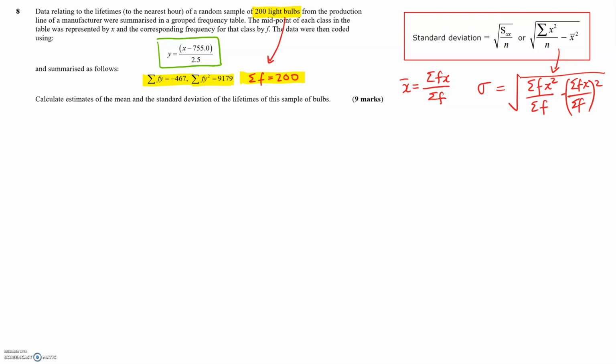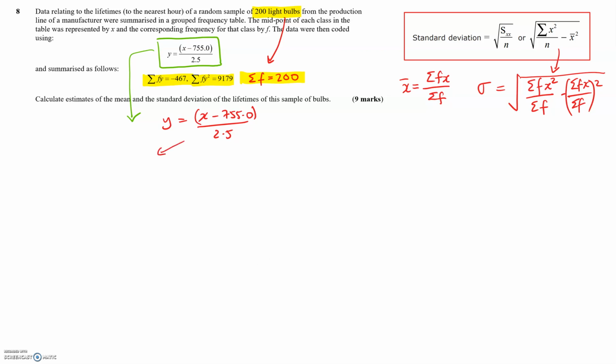Now I need to use the code in order to find the mean and standard deviation of the lifetime of the bulbs, which is X. So X is the data from the table. So I'm actually going to use the code to work out the coded mean and the coded standard deviation.